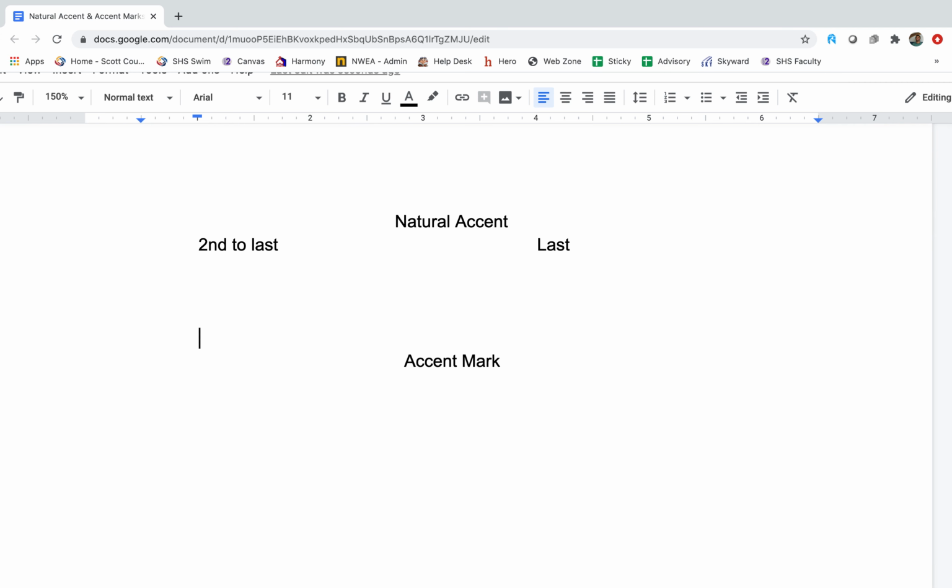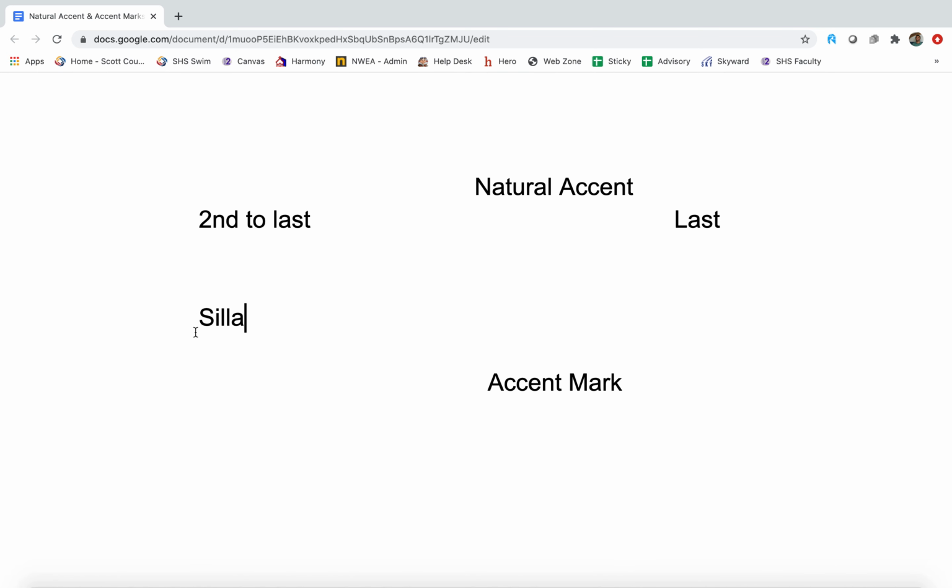So let's say we have this word. Let's do this one. Alright, so we have this word right here. It's a two-syllable word because there's two vowels in it that each make a sound. So, extremely simple word. We need to figure out if the accent is going to be on the second to last or the last syllable, because in Spanish, the natural accent can never fall on the third to last or the fourth to last or the fifth to last syllable. It has to fall on either the second to last or the last syllable.